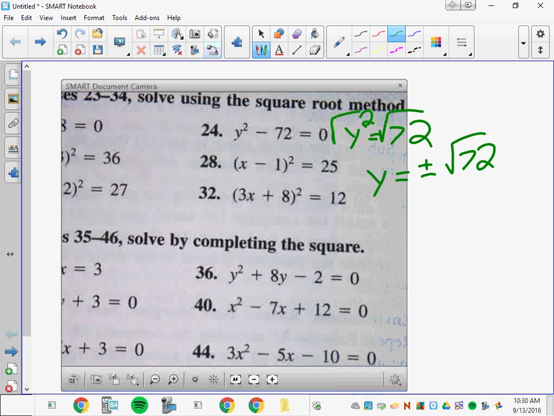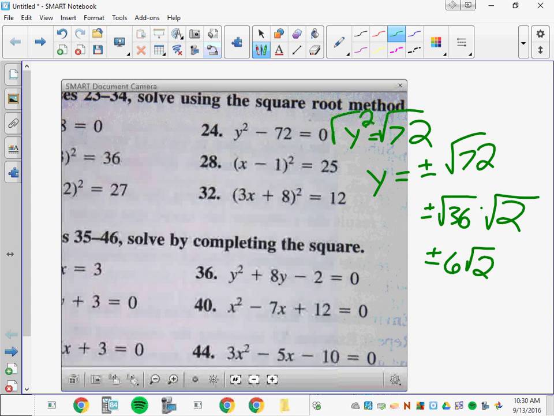So what I'm going to do is split this into plus or minus the square root of 36 times the square root, what's left? 2. I've identified the largest perfect square that's a factor of 72. But the square root of 36 is really just 6. So this becomes plus or minus 6 root 2. That's the idea behind it.